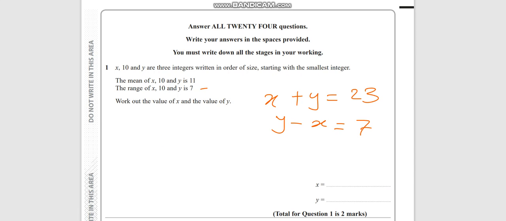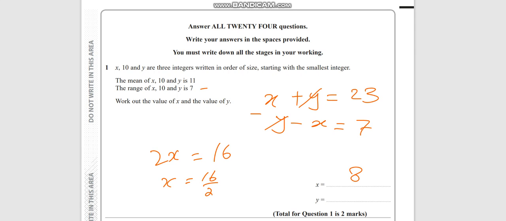We can see we have formed a simultaneous equation where x plus y is equal to 23 and y minus x is 7. So what if I was supposed to subtract one equation from the other? So x plus x would become 2x, y minus y would be cancelled out, and 23 minus 7 would give me 16. So x would be 16 over 2, which is clearly 8.